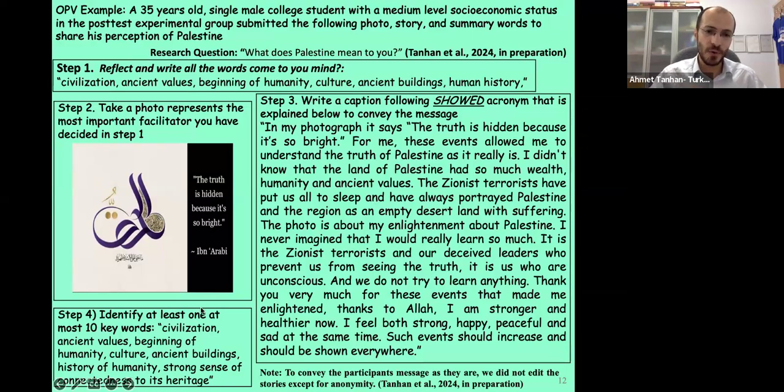So at step 4, we are saying again, please reflect on step 1, step 2, step 3. And now, if a person doesn't have time to read your stories, your narrative, check your photo, give us the heart of your narrative. So step 4, he has provided civilization, ancient values, beginning of humanity, culture, ancient buildings, history of humanity, strong sense of connectedness to its heritage.